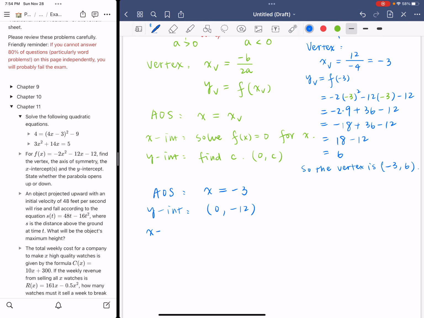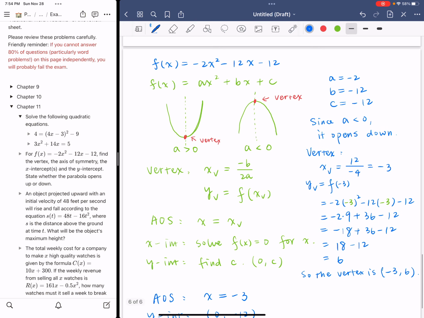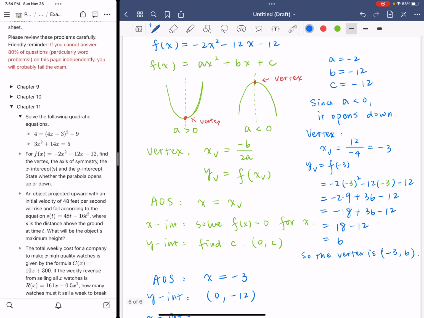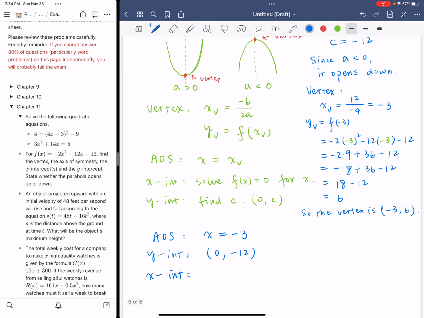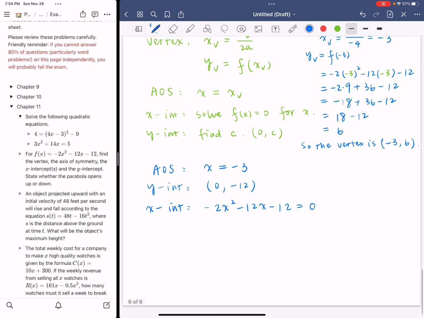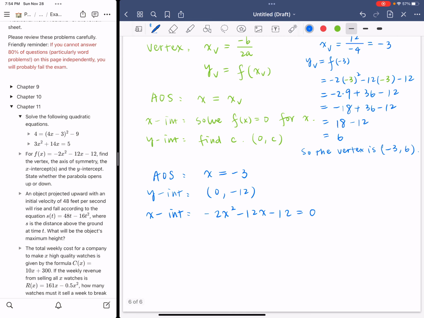Now let's look at the x-intercept. So you're going to solve f of x equals 0 for x. So that's basically negative 2x squared minus 12x minus 12 equals 0. So you're going to have this quadratic equation to solve. So we're solving this for x. The first thing I'm going to do is take out negative 2 as a GCF. So that will give me x squared plus 6x plus 6.